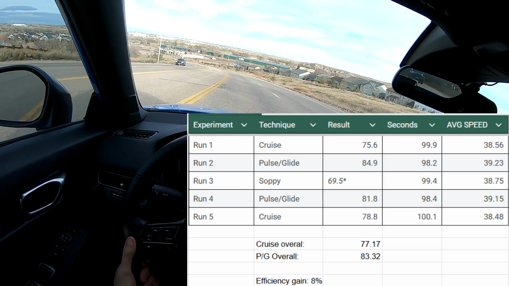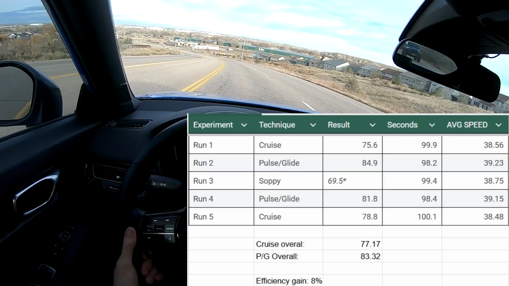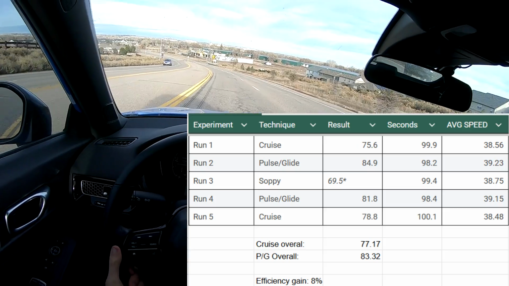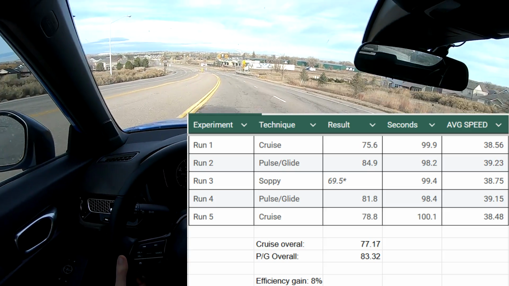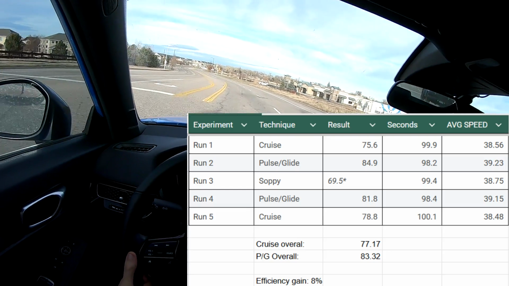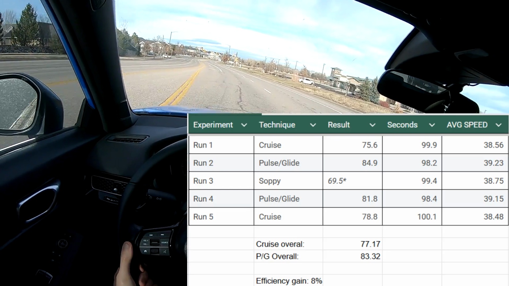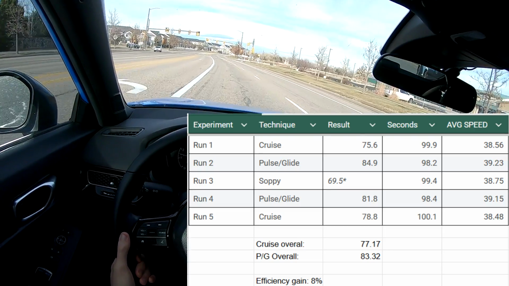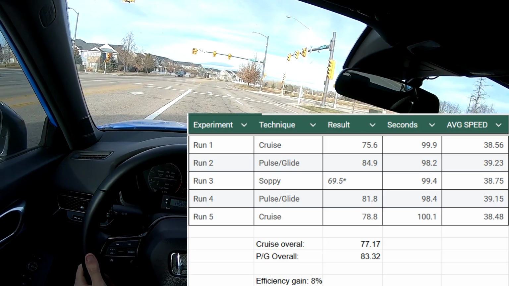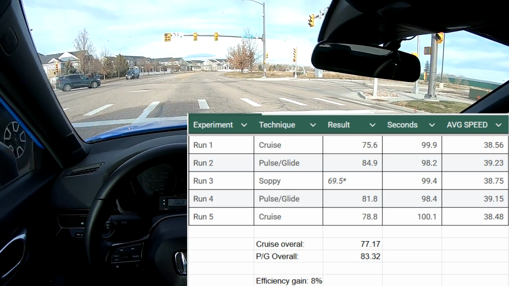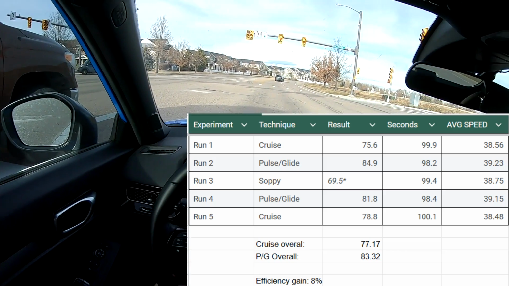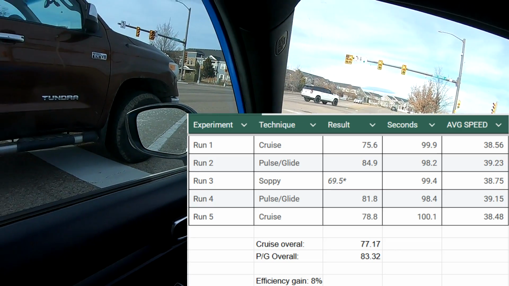If you do the averages between 75.6 and 78.8, what is that? Like 77.3, I think? 77.4, I'm not really sure. But let's just say 77.3 and 83.6. That's a really, really small difference. And that was a pulse and glide situation where gravity was actively helping us. I would not pulse and glide going uphill. I would just leave it in 6th gear.